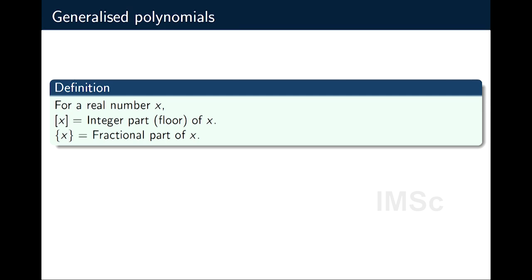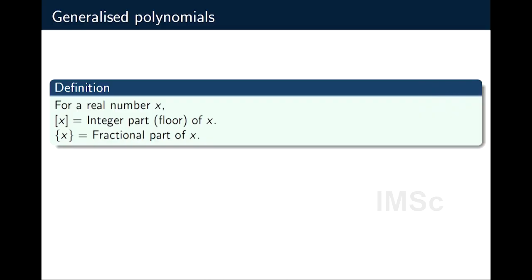So to define what is called a generalized polynomial, I need two notations. The first notation is, given a real number x, the square bracket [x] is the integral part of x. That is the largest integer smaller than this number. If you look at x on the number line, look to the left and pick the integer you hit first. That's the integral part, and the fractional part is just the difference of that number and the integral part. The integral part can be negative, but the fractional part is always going to be non-negative.